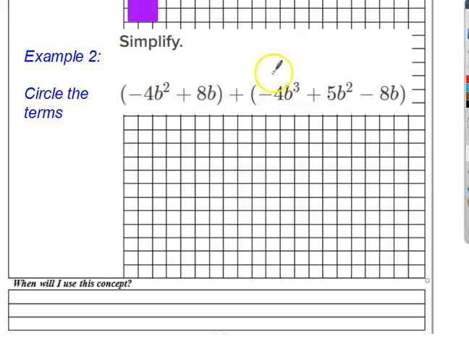The third term. Okay, so I've got a negative 4b to the third. Is there another exponent of 3 anywhere? No, so I'm just going to draw a line because that comes straight down. 4, don't forget the negative. Negative 4b to the third.